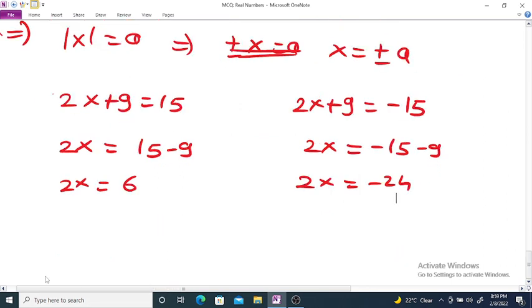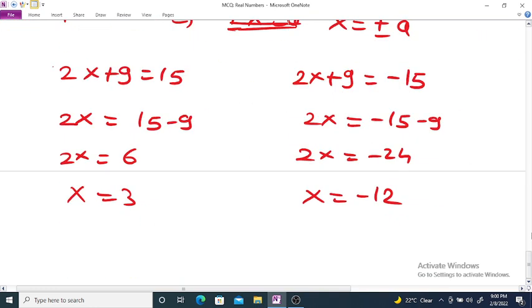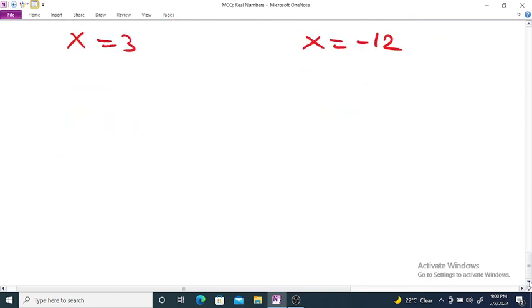So this implies x is equal to 3 and x is equal to what? Minus 12. So the correct option is what? x is equal to 3 and x is equal to minus 12. So the correct option is what? Option number D.